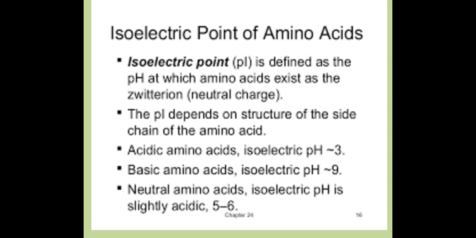The isoelectric points depend on the structure of the side chain of the amino acid. Different amino acids have a different R group or side chain. Acidic amino acids have isoelectric pH near about 3, while basic amino acids have isoelectric pH near about 9. Neutral amino acids have isoelectric pH slightly acidic, ranging from 5 to 6.